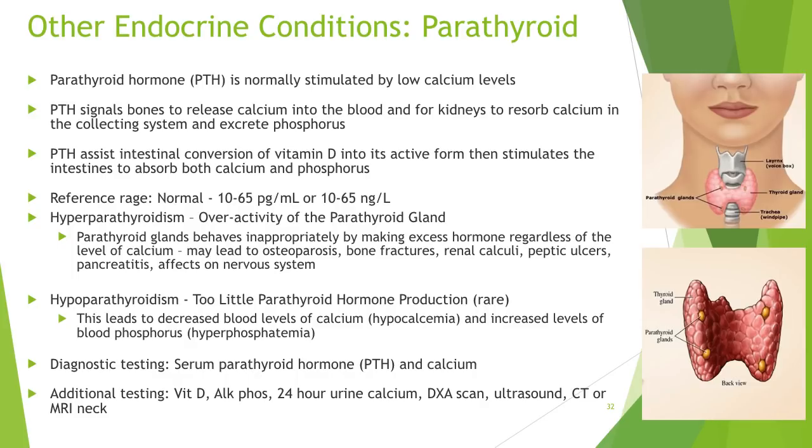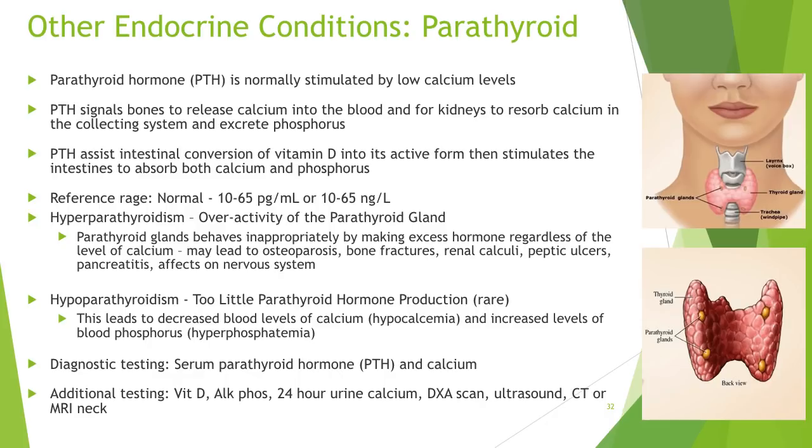Hyperparathyroidism is seen as an overactivity of the parathyroid gland, so it secretes an inappropriate amount of parathyroid hormone, regardless of what the level of the patient's serum calcium is. This can lead to conditions such as osteoporosis, bone fractures, renal calculi, peptic ulcers, pancreatitis, and other effects on the nervous system. Whereas hypoparathyroidism is too little parathyroid hormone. Basically, what happens is you get a hypocalcemia and a hyperphosphatemia.